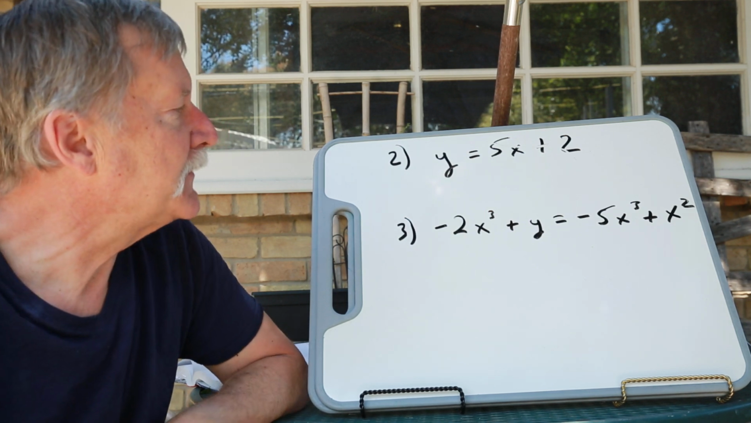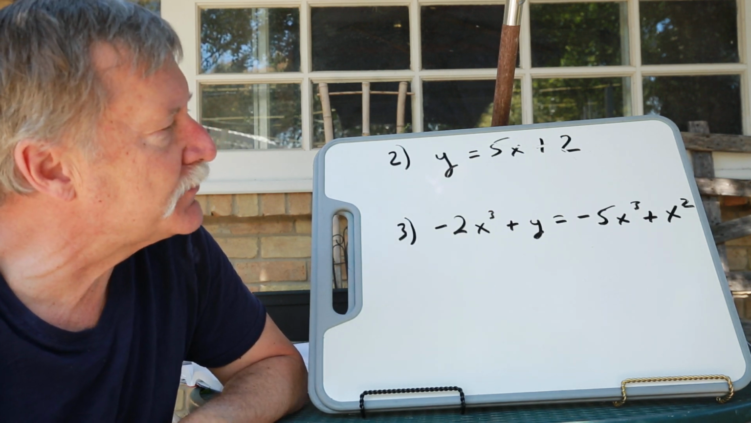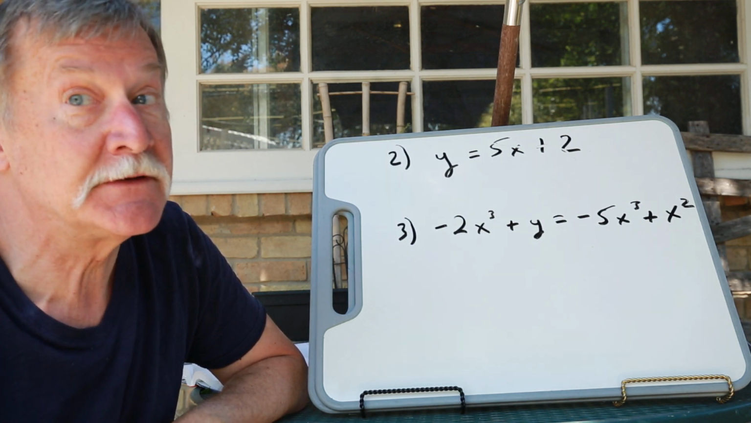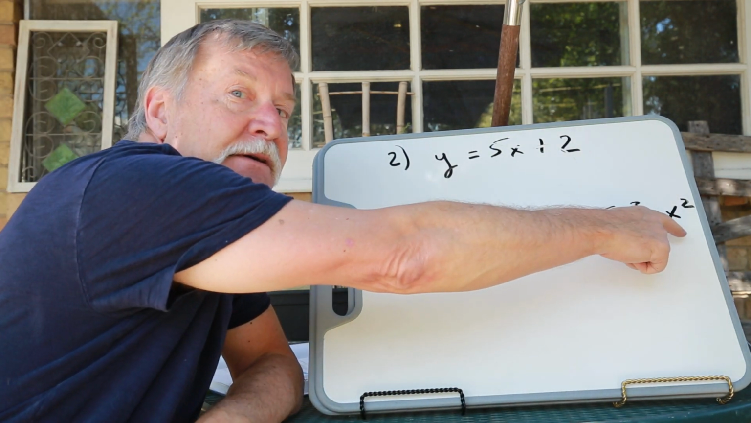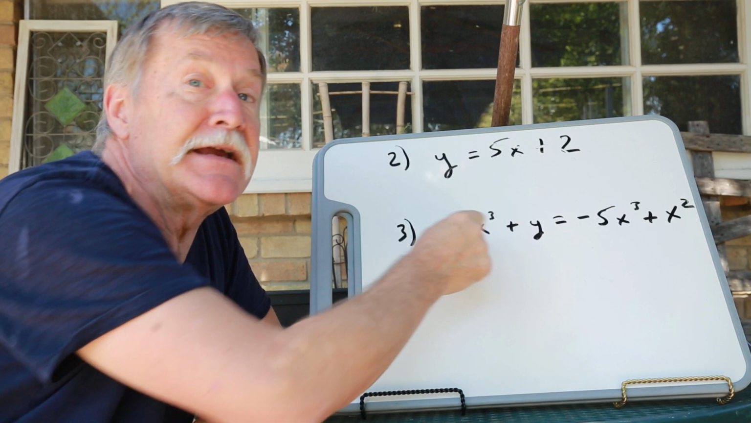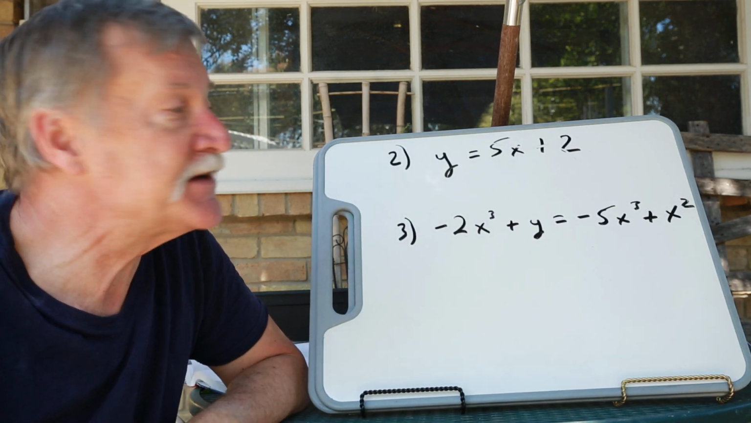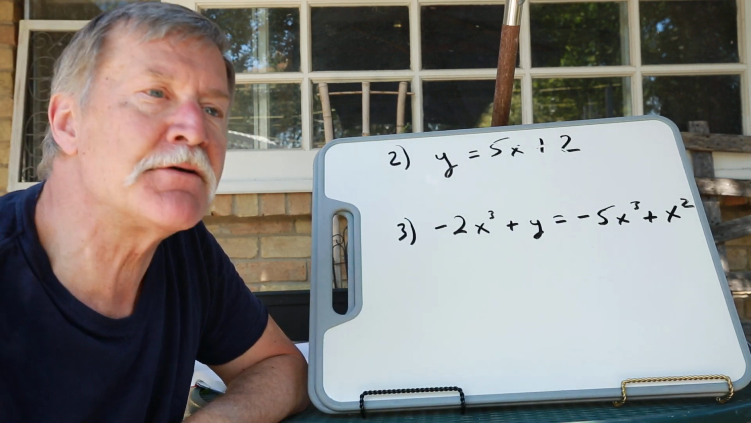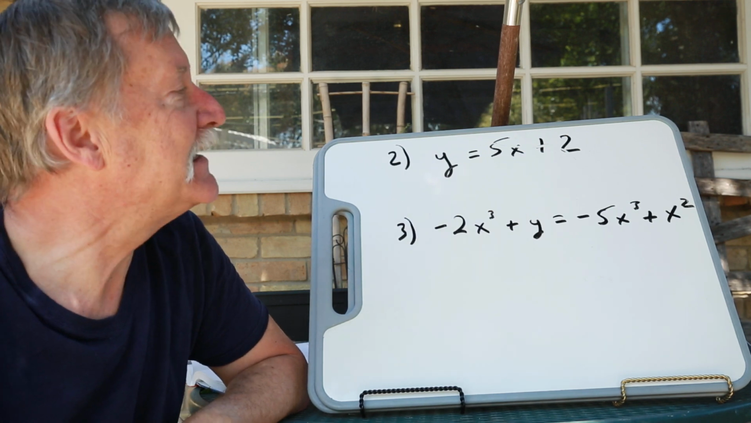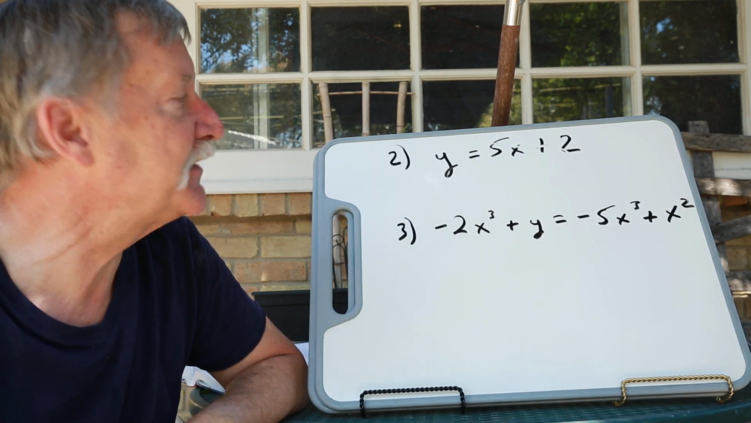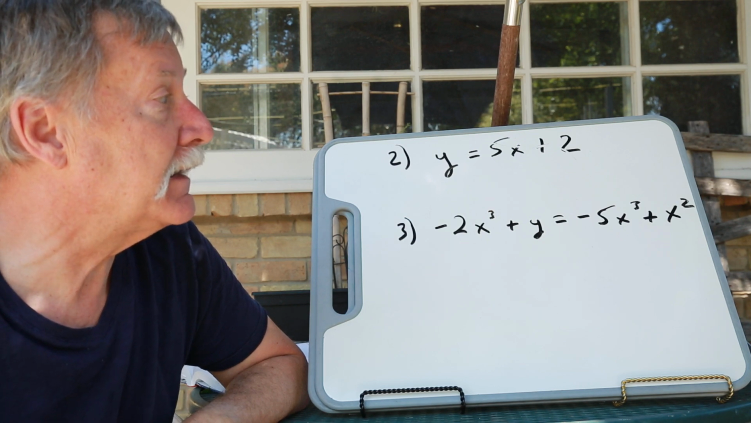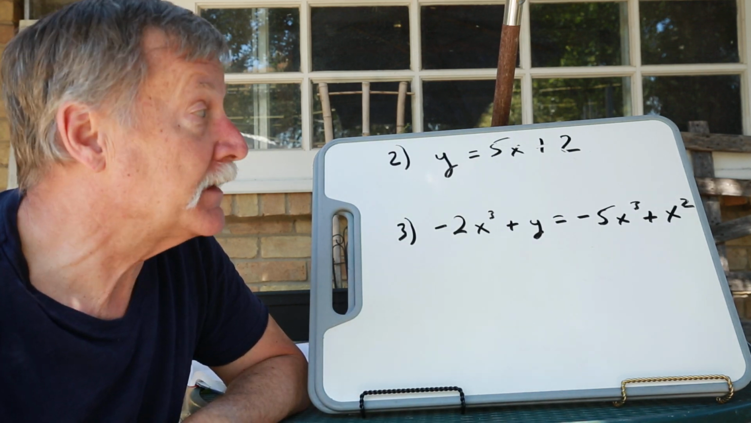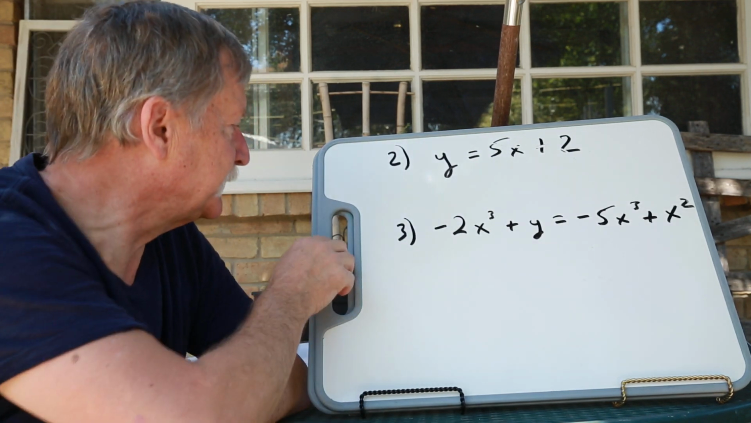Take a look at number 3. Minus 2x to the third plus y equals minus 5x to the third plus x squared. Be careful. It does have a squared term, but it also has a term to the third power. That is not a quadratic equation. In fact, equations to the third power are called cubic equations, which we will maybe get to later on. But the idea is if it's got something to the third power, it is not quadratic. Right? Everybody got that? Good.